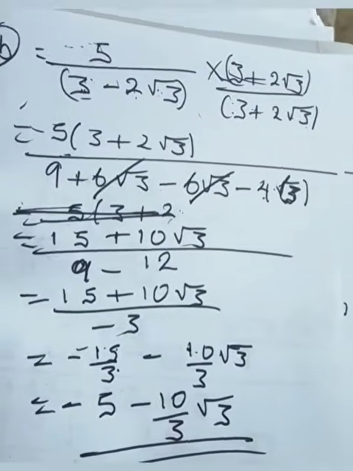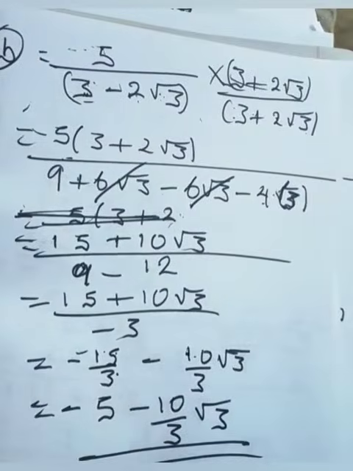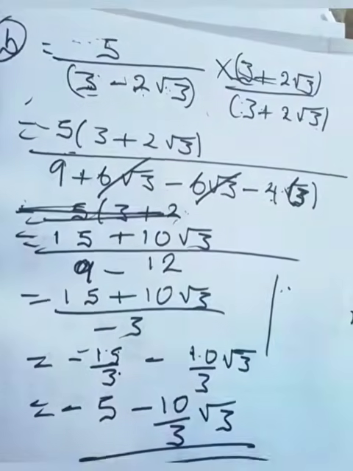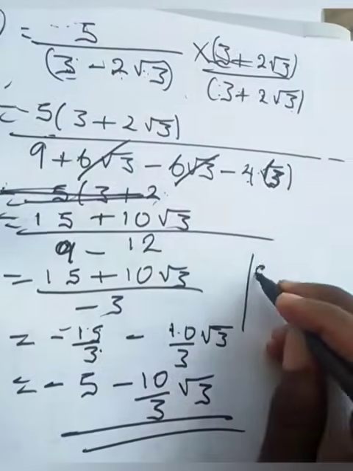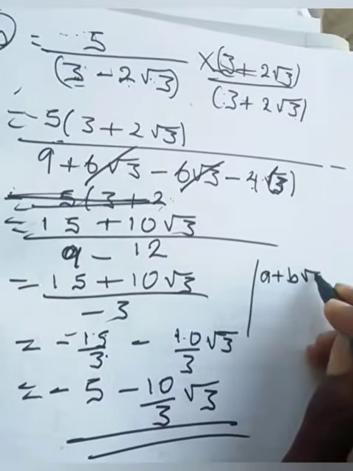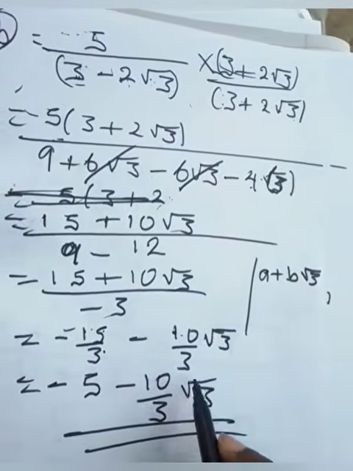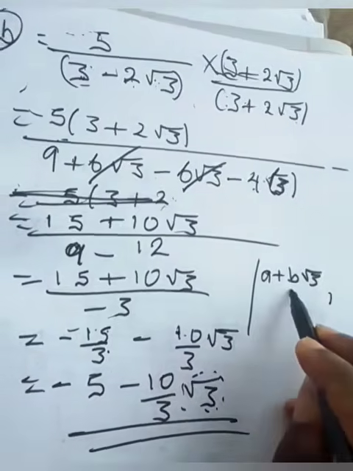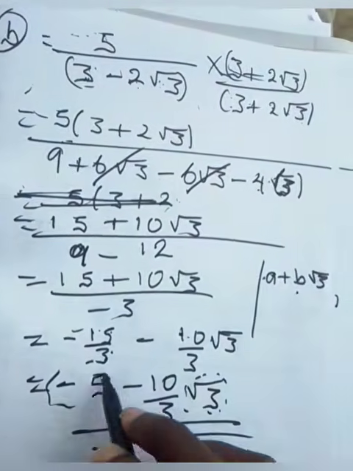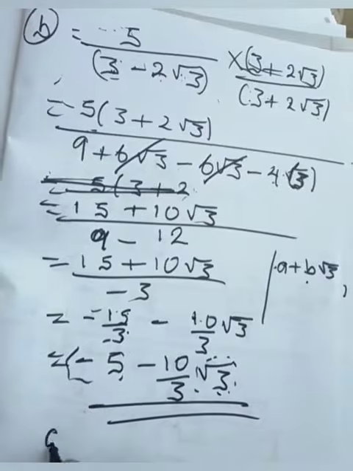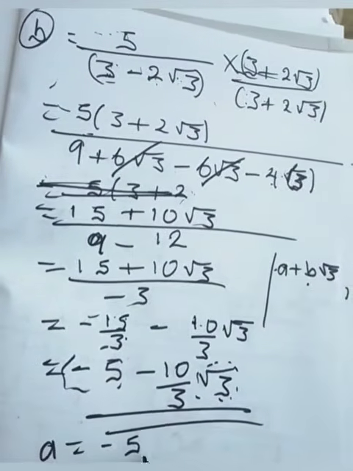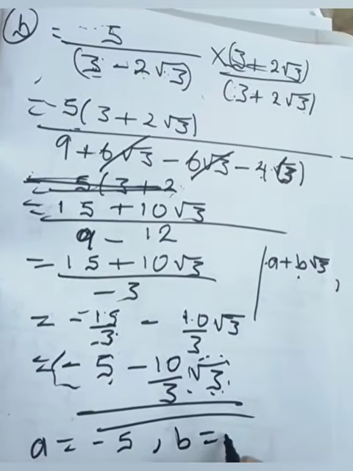So in case they ask you, what is your A? What is our B? Look, they told you to leave it in the format of A plus B square root of 3, right? So whatever is coming in front of the square root of 3, it is B. Whatever is here is A. So A is simply negative 5, then B is simply negative 10 over 3.